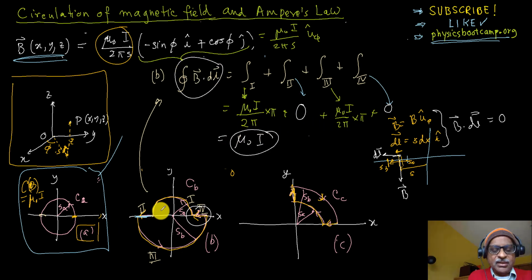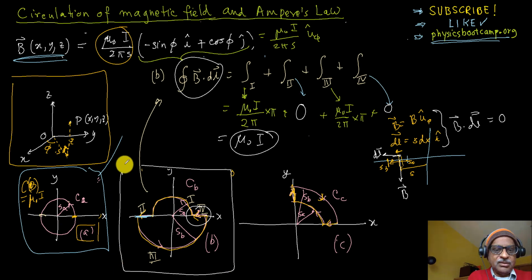So this is a different circuit than that, but we got exactly the same answer here. So this is the circulation of the B field using this path CB, which is also mu naught I. Okay.